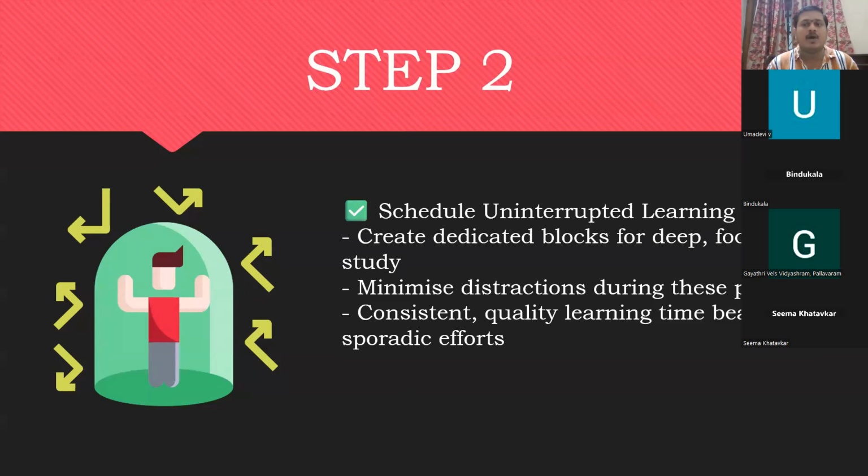Create dedicated blocks for deep focus study. Like ma'am has spoken, we were discussing about having proper time, 2 hours at home, right? So children have this habit. Few children study while listening to music. That is wrong. They feel that they are concentrating, but it's not like that. So there should be uninterrupted learning time. Like we used to study, they have to close the door and sit.